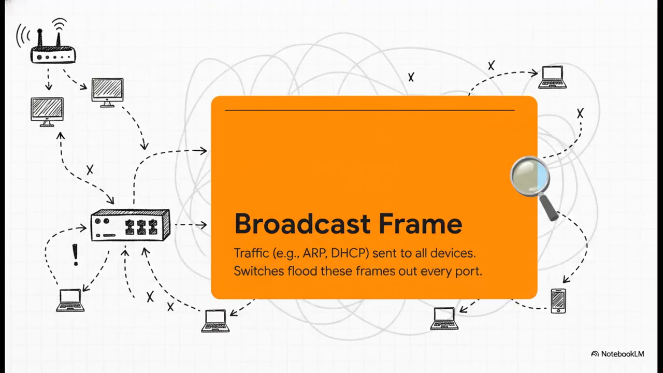So, to get what a storm is, you first have to know what a broadcast frame is. Think of it like a public service announcement for the network. It's a device shouting something like, hey, who has this IP address? Or, I'm new here, can I get an IP? By design, a switch hears that and forwards it out of every single one of its ports to make sure everyone hears the message. In a normal network, that's fine. In a network with a loop, well, it's an absolute disaster.